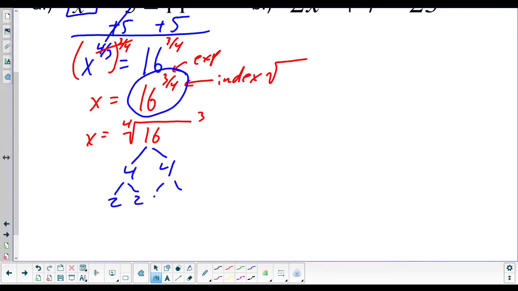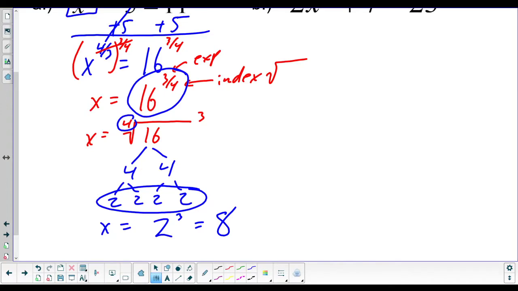2 times 2 times 2 times 2. Because our index is a 4, we're looking for a group of 4 matching numbers. So the fourth root of 16 is 2, and we still have that third power. 2 to the third power is ocho, or 8, for those of you who don't speak Italian. So x equals 8 is our answer.